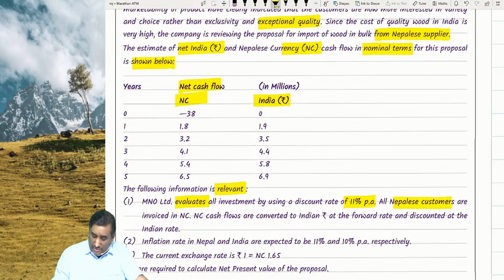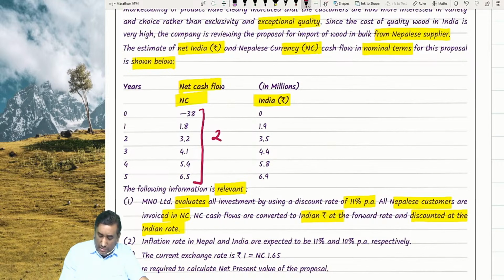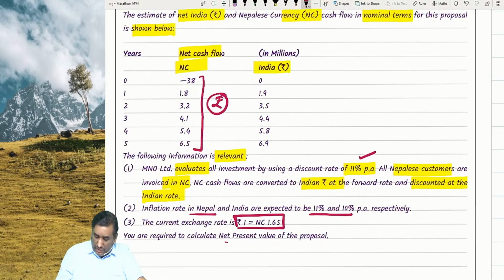All Nepali customers are invoiced in Nepali currency. Nepali currency cash flows are converted into rupee at a forward rate and discounted at the Indian rate. That's fine. That means these cash flows we have to convert into rupee, and that rupee he is giving a hint has to be calculated using the forward rate, for which he would have given some data, and then discounted at what rate? 11%. Inflation rate in Nepal and India to be 11 and 10% respectively. Current rate is 1 rupee is 1.65. You are required to calculate the NPV of the project.